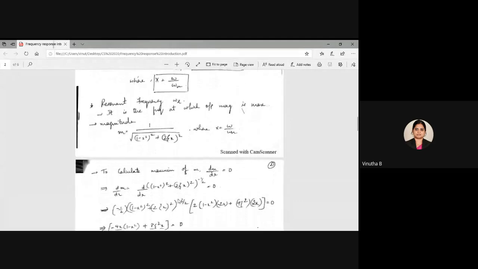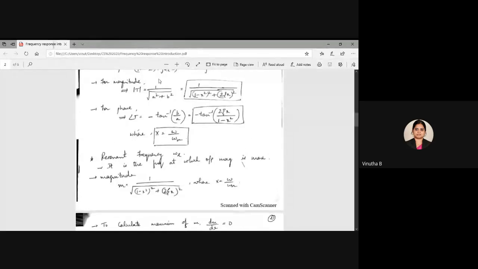Coming to the next specification, which is called resonant frequency, denoted by omega r. So what is the definition for this? It is the frequency at which the output magnitude is maximum. The magnitude, you know that we have already derived here, which was given by mod of T. I am representing that with small m. It is already known, you have derived.